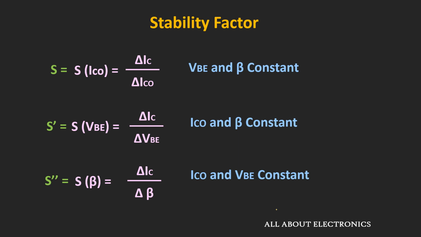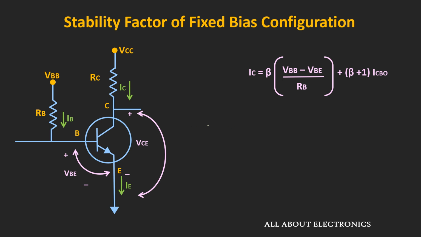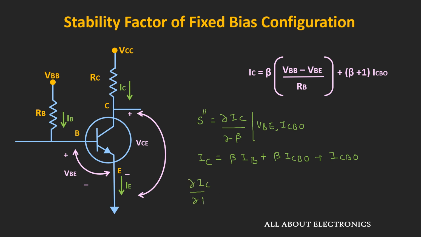And similarly, now let us also find out the stability factor S double dash. So the stability factor S double dash can be given as del IC divided by del beta while keeping the value of voltage VBE and the ICBO fixed. Now this collector current IC can also be written as beta times IB plus beta times ICBO plus ICBO. And whenever we differentiate this term with respect to beta, then del IC divided by del beta is equal to IB plus ICBO.